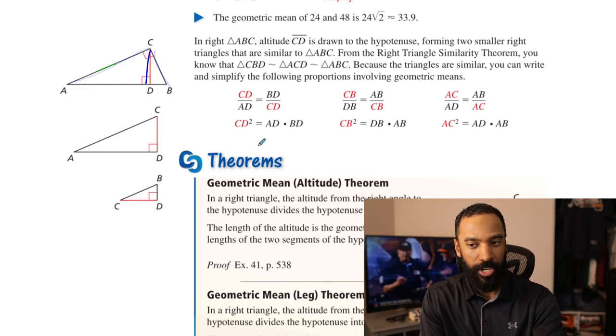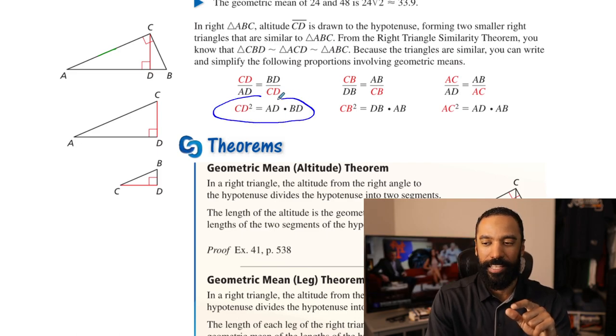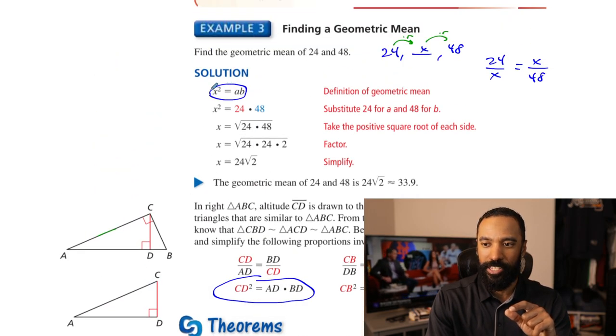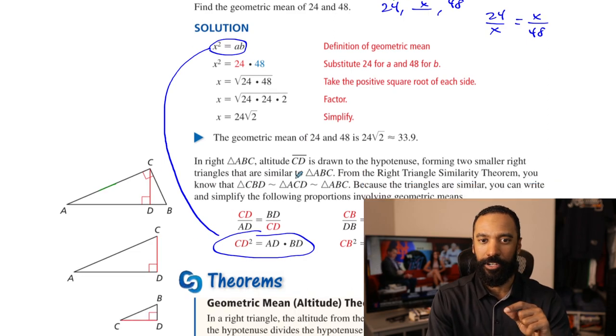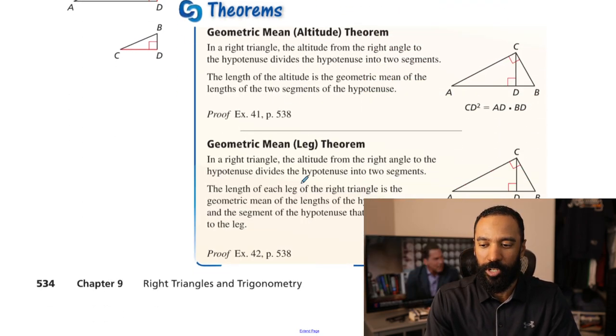But these are all geometric means because of its format. Its appearance shares this appearance right here. They are geometric means. So the geometric mean altitude theorem and the geometric mean leg theorem, and there might be a third, no, that's it.